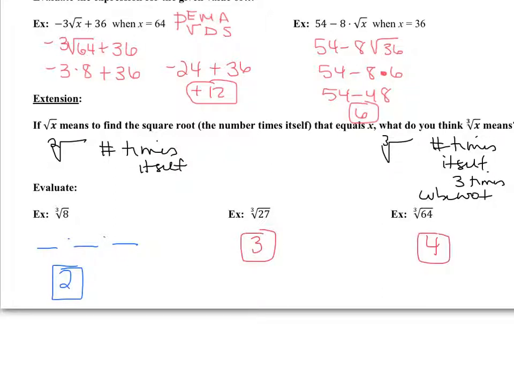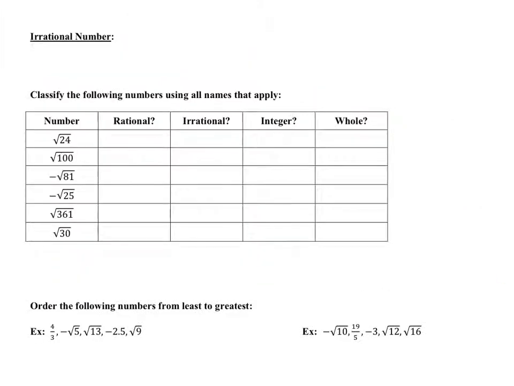So the cube root of 27 would be 3, because 3 times 3 is 9, and then 9 times 3 is 27. So 3 times itself 3 times would be 27. And the cube root of 64 would be 4, because 4 times 4 is 16, times 4 is 64.